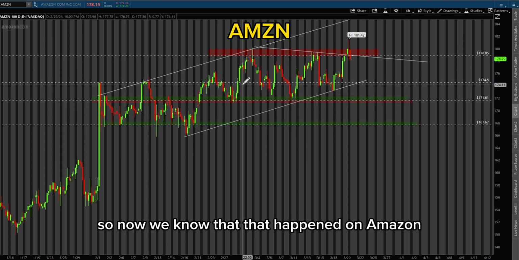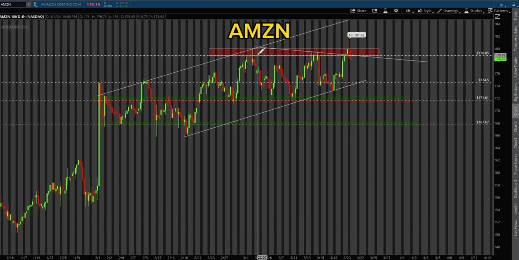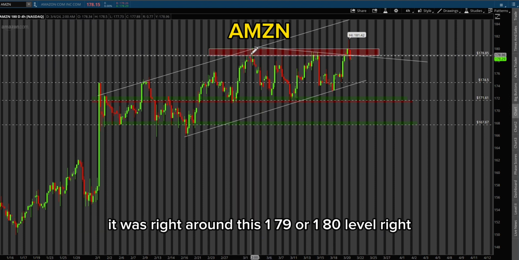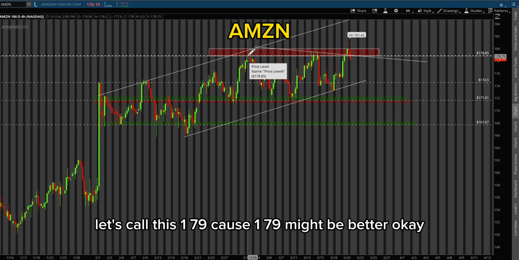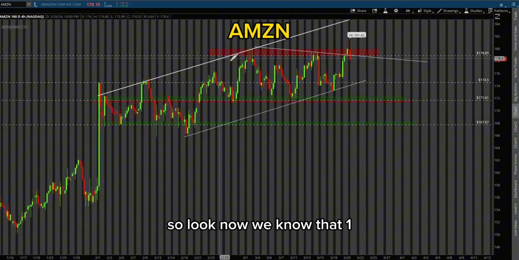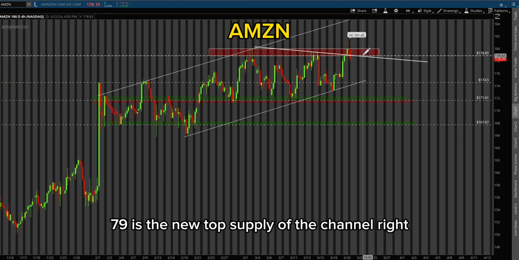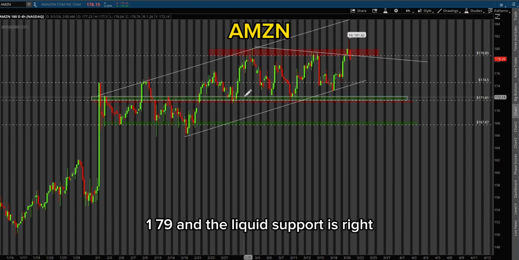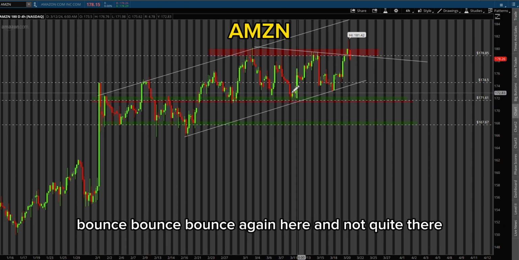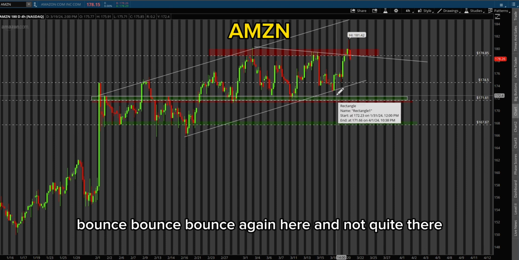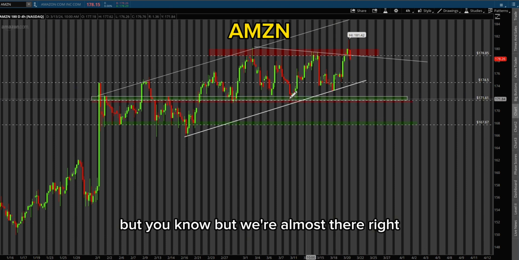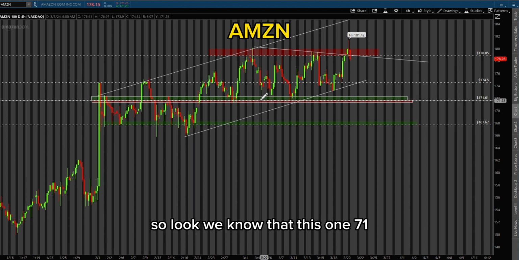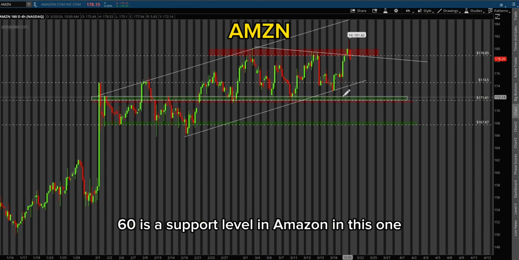Now we know that that happened on Amazon. Look where the next resistance or supply was. It was right around this 179 or 180 level. So for example, let's call this 179, because 179 might be better. Now we know that 179 is the new top supply of the channel, and then look what support is. Bounce, bounce, bounce again here, and not quite there, but we were almost there. So we know that this 170, 160 is a support level in Amazon, and this 179.